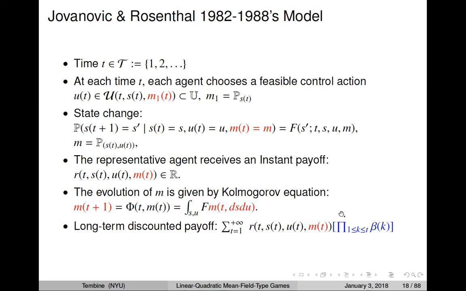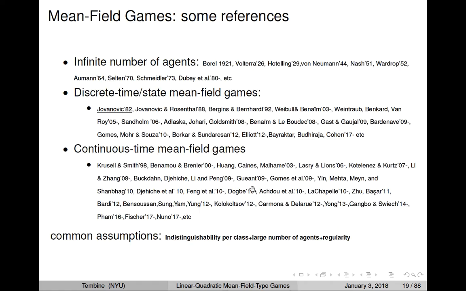Now, the reward function is a long-term reward, and here we are considering the discounted version, where the betas are less than one, and if all the betas are uniform, it is the standard discounted reward, and so on. So this is the mean field game regime, right? So this is the model that we are considering now.